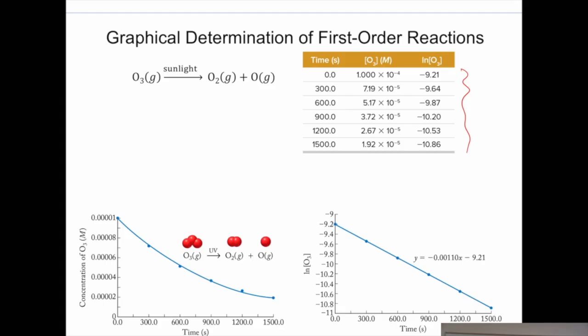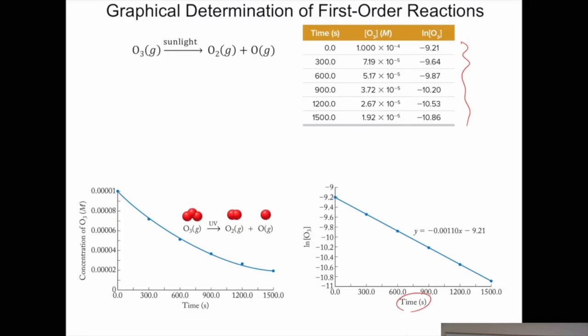Here we're just seeing two plots. What you want to look for is what is on the axes of these plots. Time is always on the x-axis. What's on the y-axis? Concentration and the natural log of the concentration. Which one gives you a straight line? The natural log.